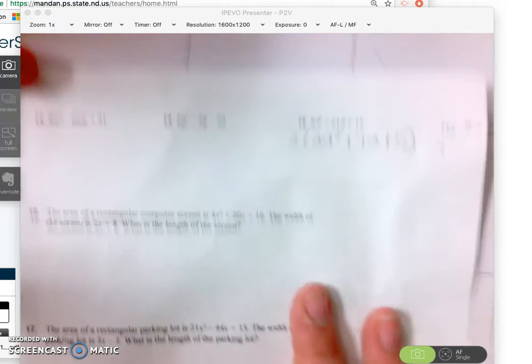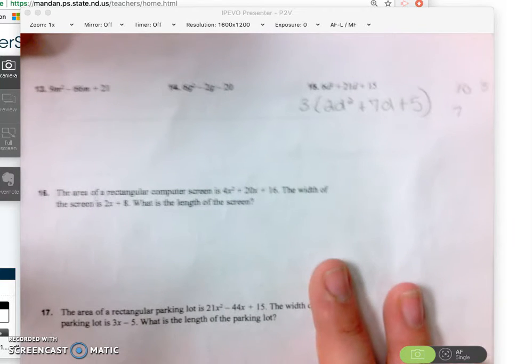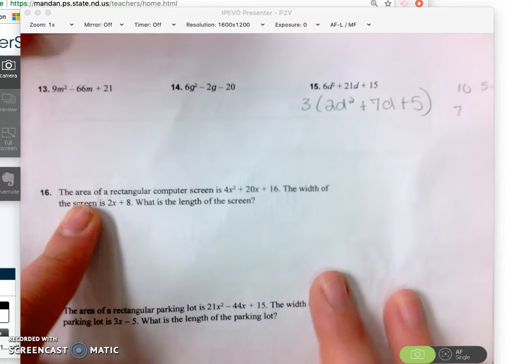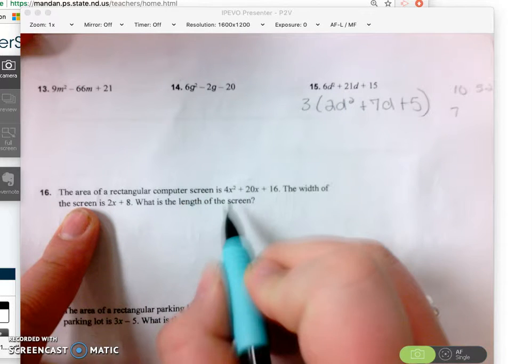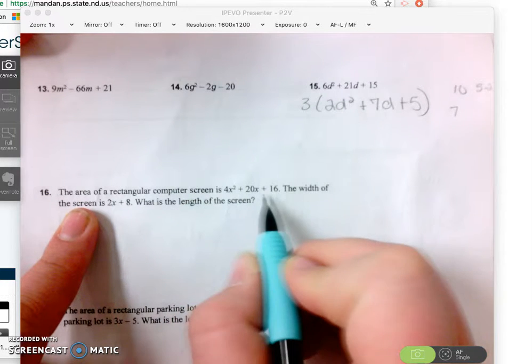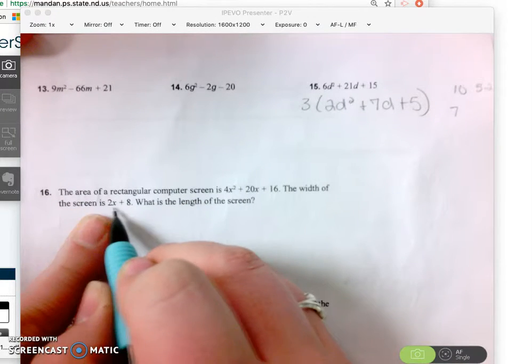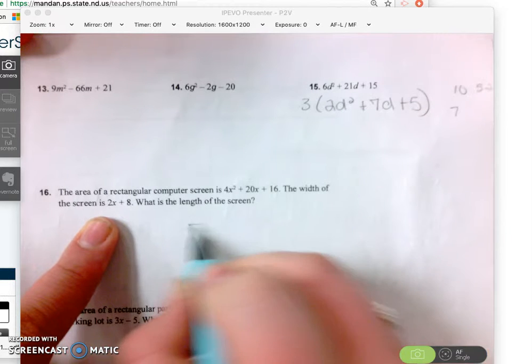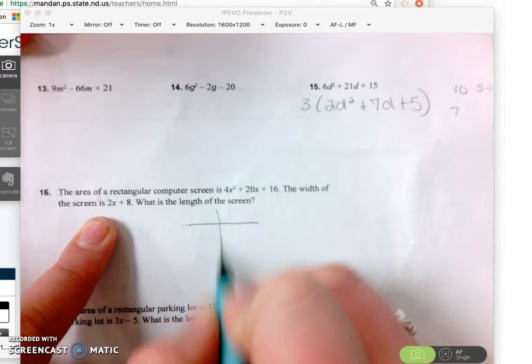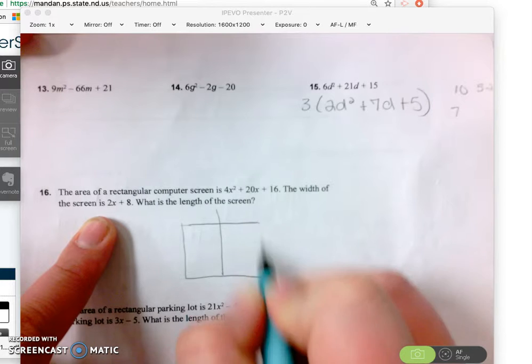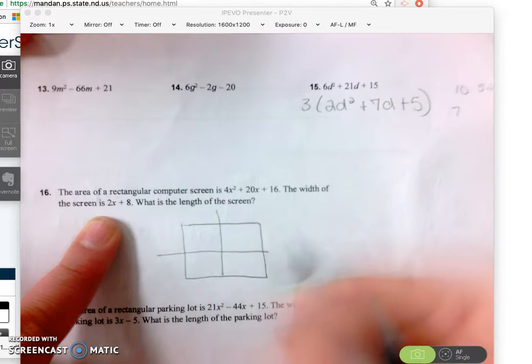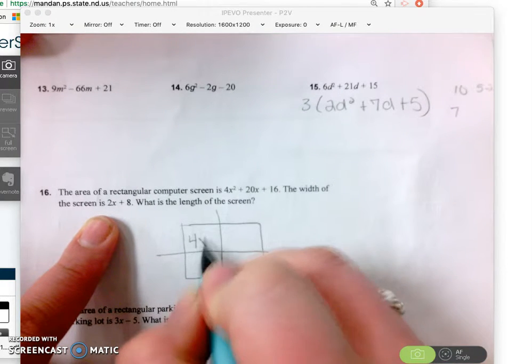Okay, I want to go through this one because it's a little more difficult. So the area of a rectangle computer is 4x squared plus 20x plus 16, and the width is 2x plus 8. So I'm going to do the box method.